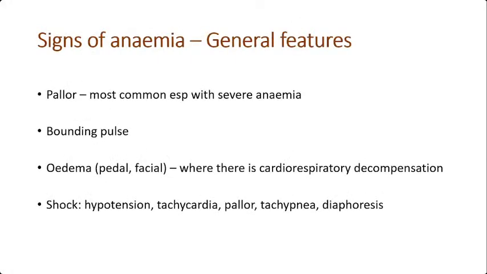Then the signs of anemia, there are the general features or the general signs. Pallor is the most common, especially with severe anemia. With a mild anemia, you may not be able to see pallor. And as you know, pallor is pretty subjective. So we're looking for pallor in the mucous membranes of the conjunctiva, the tongue, the palms, and the soles of the feet, if these are not pigmented. Sometimes you may get people with very heavily pigmented palms. But those are the areas where we look for pallor.